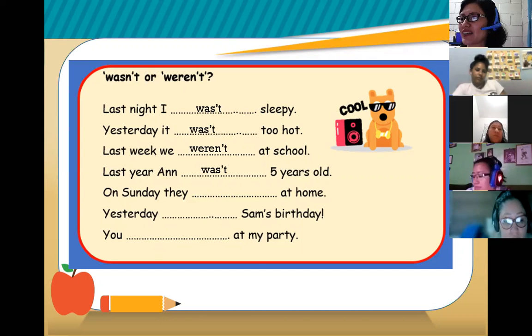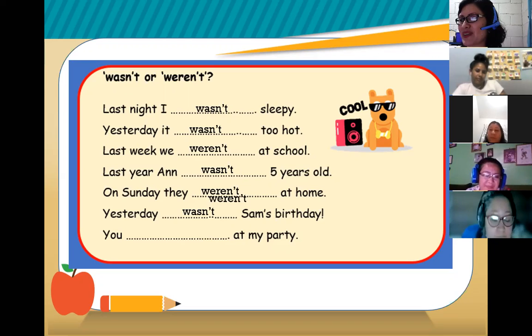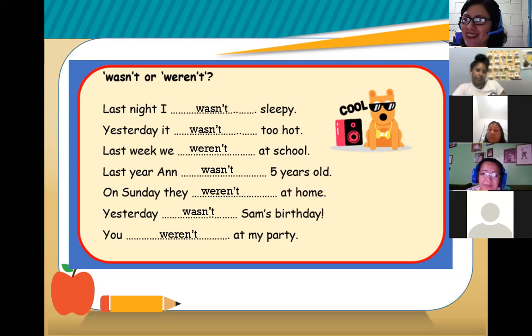On Sunday. They were at home. Very good, right? They weren't at home, right? They were somewhere else, right? What about yesterday? Yesterday wasn't Sam's birthday. Espérenme que estoy escribiendo mal. Wasn't, okay. Okay, very good. Yesterday wasn't Sam's birthday, correct. Very good, okay. And you? You weren't at my party, okay. Excellent, good job, guys. Good job.